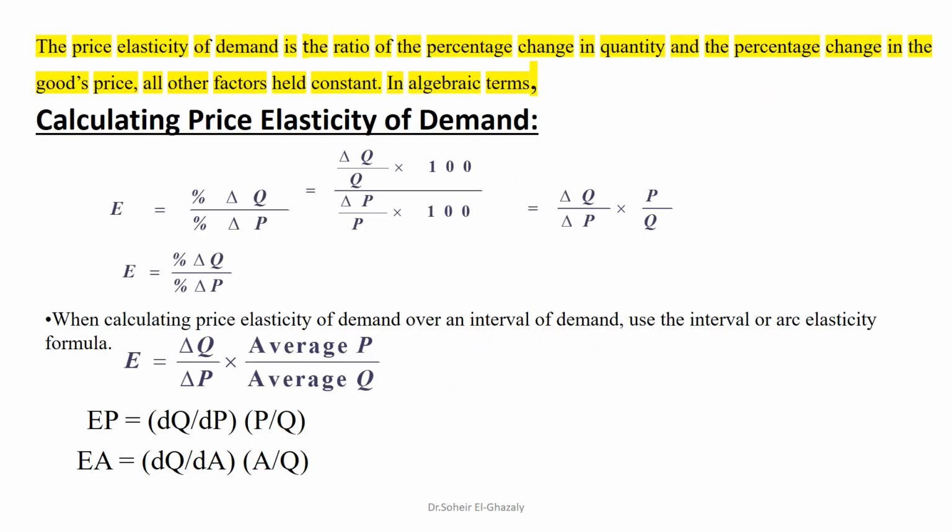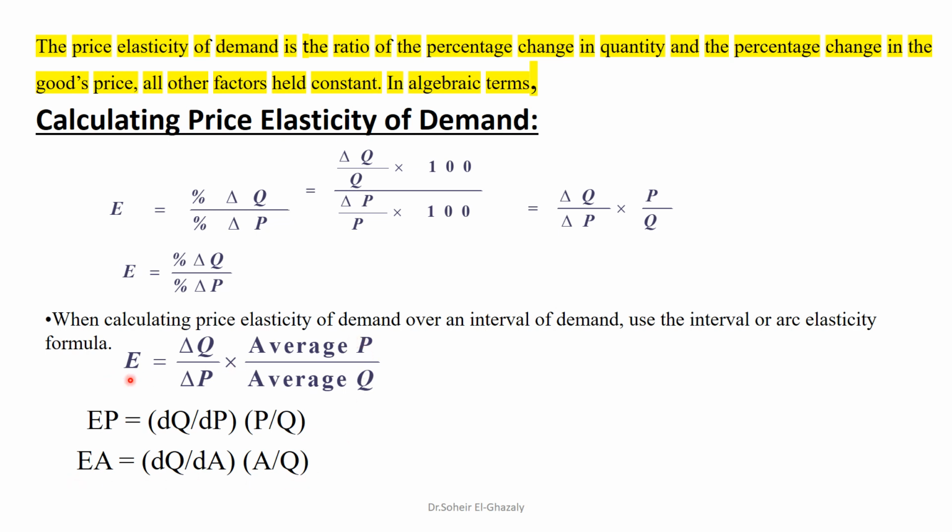Let's just continue. I want to remind you of the price elasticity of demand. What is the price elasticity of demand? It is the ratio of the percentage change in quantity and the percentage change in the good's price. All other factors are held constant. In algebra, we have this. Okay, I want you to study this. This is how we get it here. I don't care about how we get it. I care about you studying this. Actually, I want you to study those, they are very important.